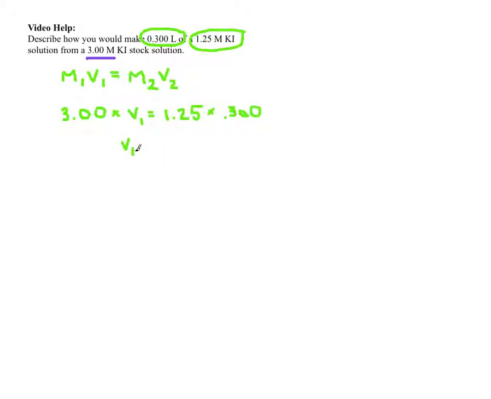I take 1.25, multiply it by 0.300, and then divide that whole thing by 3. And I find that the volume I want is 0.125 liters. Now, as far as sig figs are concerned, I'm good because that's 3, that's 3, that's 3. So this is 0.125 liters of my concentrated solution. So of 3.00 molar KI.